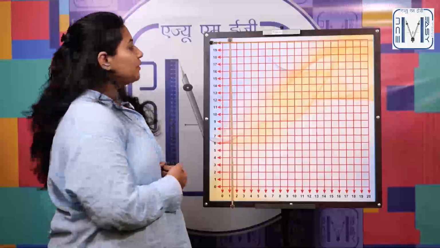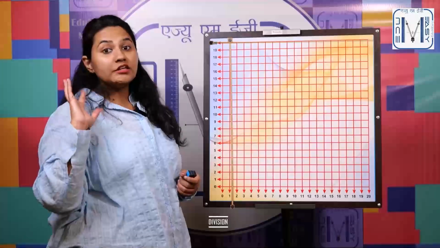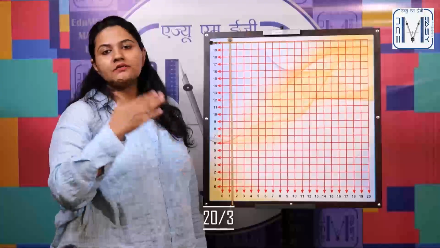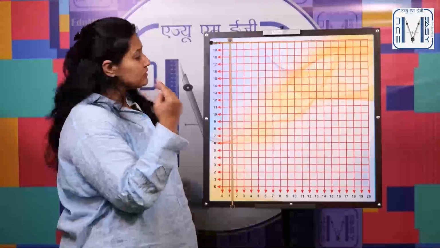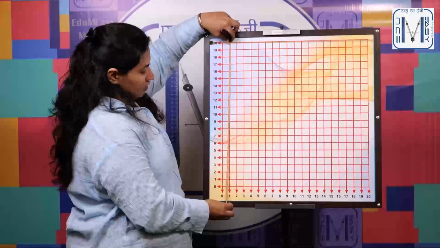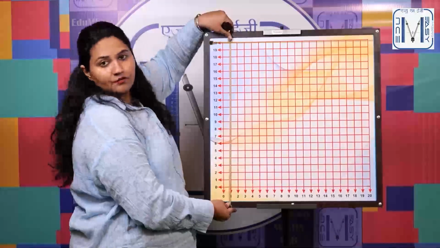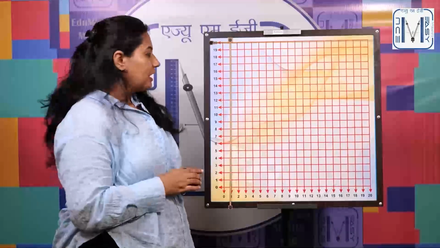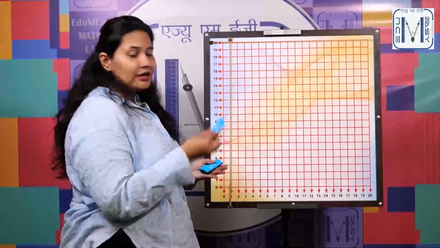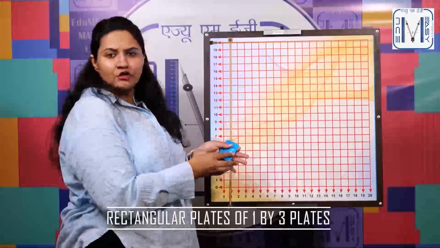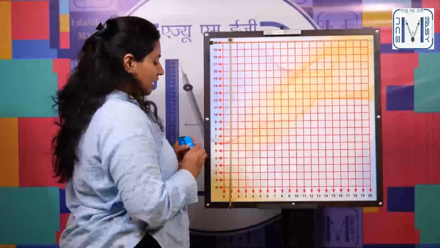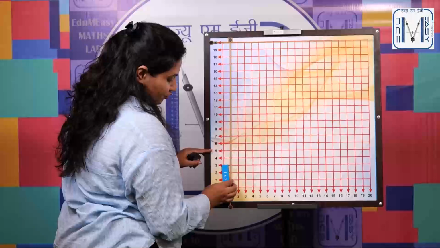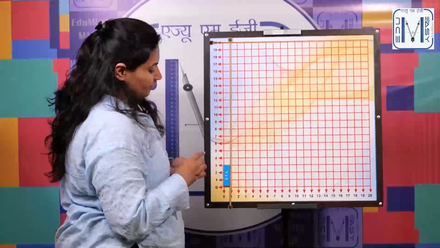The next experiment that can be performed on this Mensurator is division between two numbers. So let's say I have to perform an operation 20 divided by 3. So I'll use 2 sticks. My stick S1 will cover the 20 blocks vertically, and then my stick S2 will cover the 20 blocks horizontally. Now since I have to divide it by 3, I have a few rectangular plates of 1/3 length. Okay. Now I'm going to keep placing these 1/3 plates starting from 0, and let's see how many plates we cover.